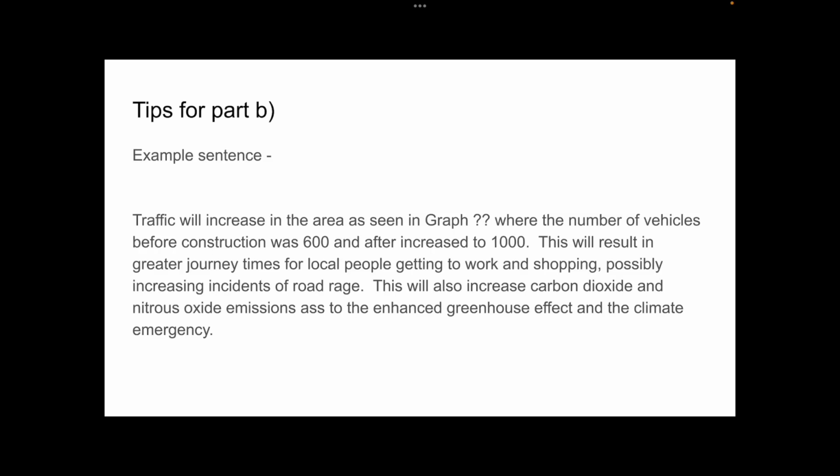Okay, here's a wee example sentence linked to that. So traffic will increase in the area as seen in graph whatever the number is, with the number of vehicles before construction was 600 and after it increased to 1,000. You'd get a mark for that. That's for using the other sources, not just the map. And that's on top of your map evidence marks.